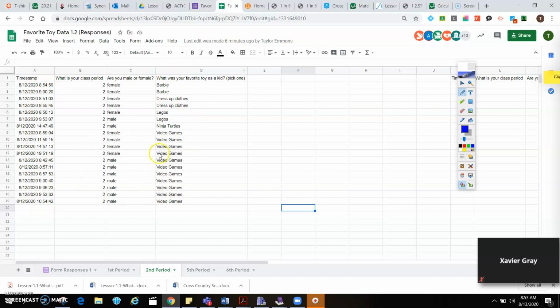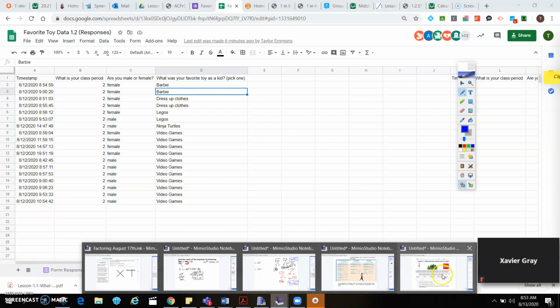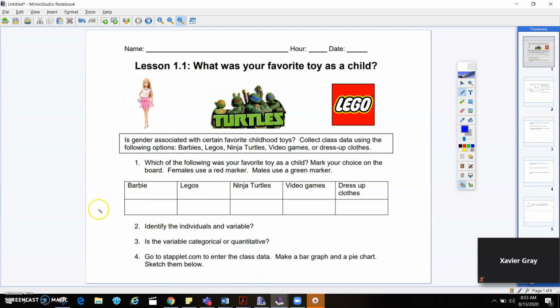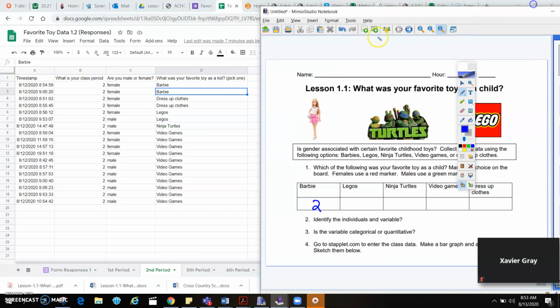So this is my second period data. In that first box, it's asking which of the following was a favorite toy and how many people said that. First, I've got 2 Barbies from second period. So I'm going to go back over here and write 2 where it says Barbies. Then I'm going to look at Legos. I'm going to go back to my data and split screen these. So 2 for Legos.